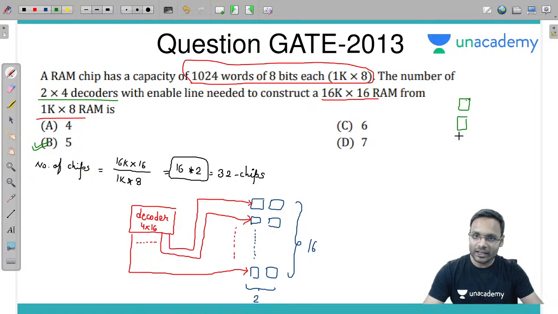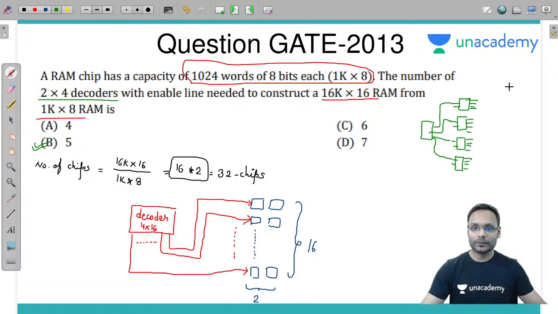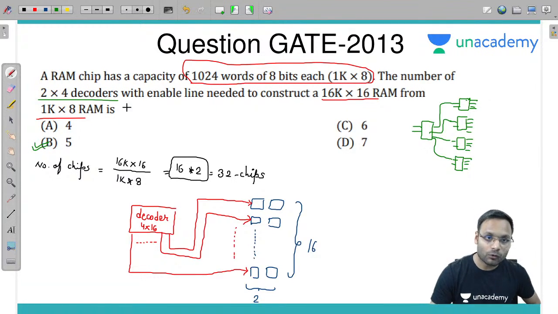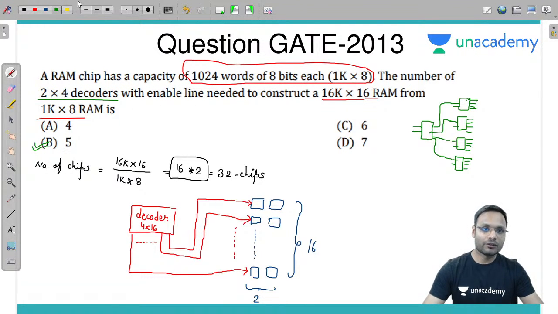So 4 such decoders will be arranged that way, 4 outputs from each decoder: 1 2 3 4, 1 2 3 4, and so on. Now each decoder can have only 2 inputs. But here one more decoder will be needed, and that particular decoder will be selecting each of the decoders so that the further level can generate 16 outputs. This particular concept you will understand completely in digital logic in more detail. But remember, to implement a 4 cross 16 decoder, 5 decoders of size 2 cross 4 with enable line are needed, and the answer is 5.